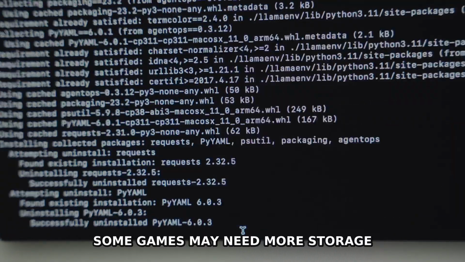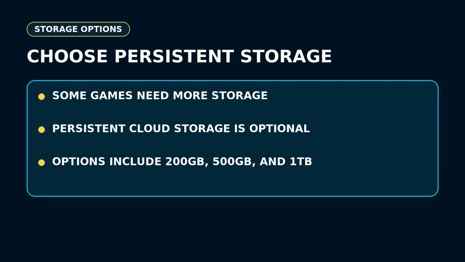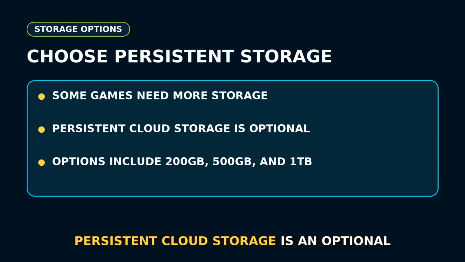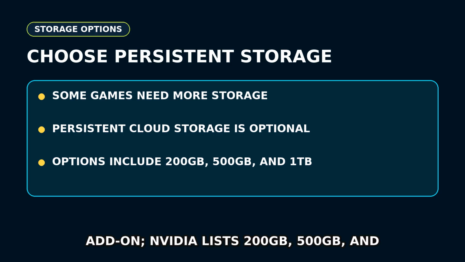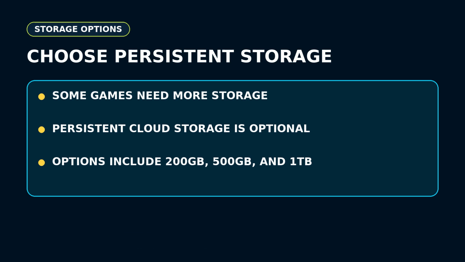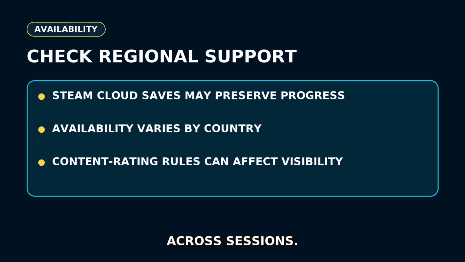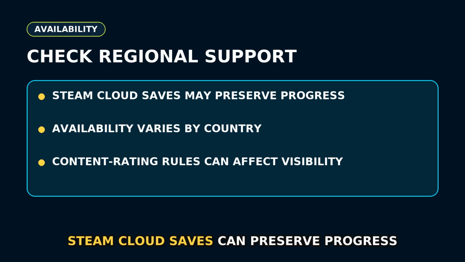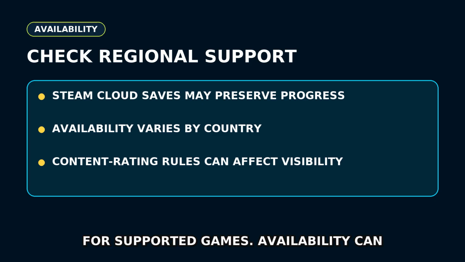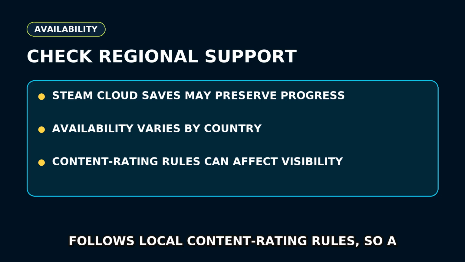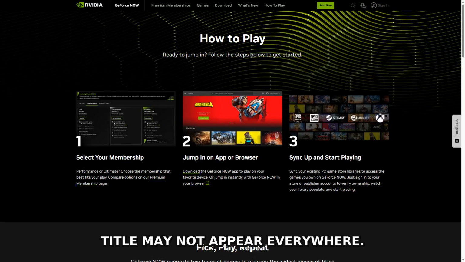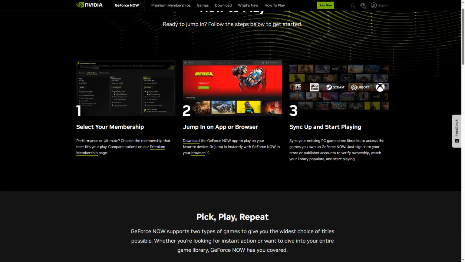Some games may need more storage to begin installation. Persistent cloud storage is an optional add-on. NVIDIA lists 200 GB, 500 GB, and 1 TB options for keeping installations across sessions. Steam Cloud Saves can preserve progress for supported games. Availability can also vary by country because NVIDIA follows local content trading rules, so a title may not appear everywhere.